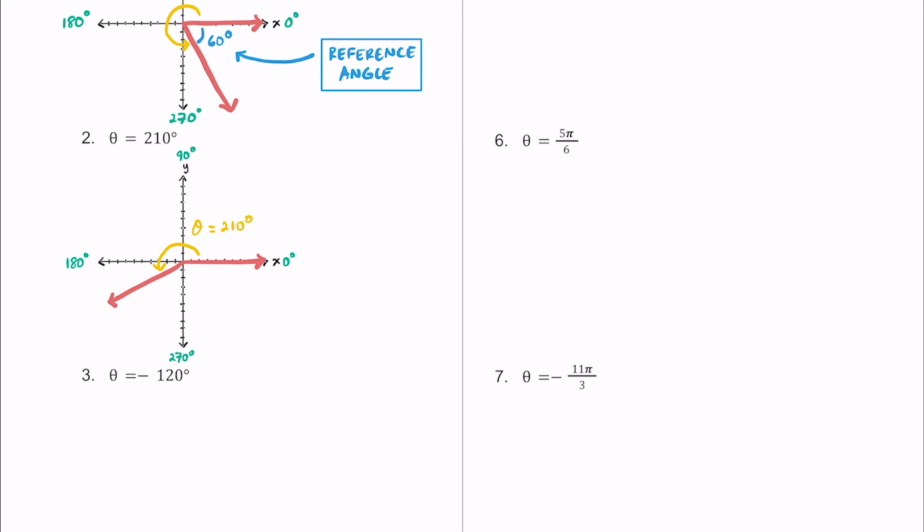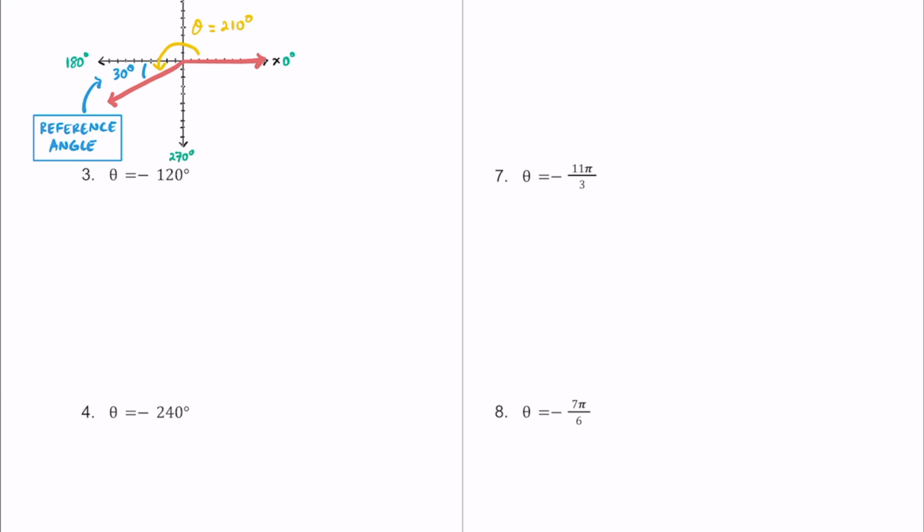And so to figure out our reference angle, we have to see this is going to be relative to the x-axis or horizontal axis. So our reference angle is going to be right over here. So labeling this is going to be our reference angle. This is going to be 30 degrees. So when theta is equal to 210 degrees, the reference angle is going to be 30 degrees.